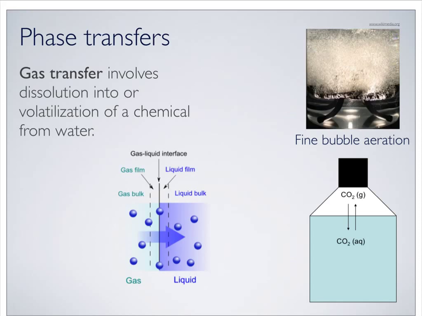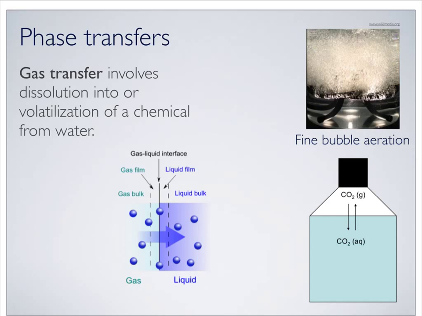So we've talked about chemical reactions for a lot of inorganic species, but we can also think about other potential environmental fate processes. And of these, phase transfers are going to be important for the movement of materials into and out of waters. So we can talk about two kinds of phase transfers. There's going to be gas transfer and then there's going to be adsorption. So gas transfer is just going to involve the dissolution into or the volatilization of a chemical from water. So sometimes we want to add gases into water, so we might use a fine bubble aeration to get gases to be entrained in water.